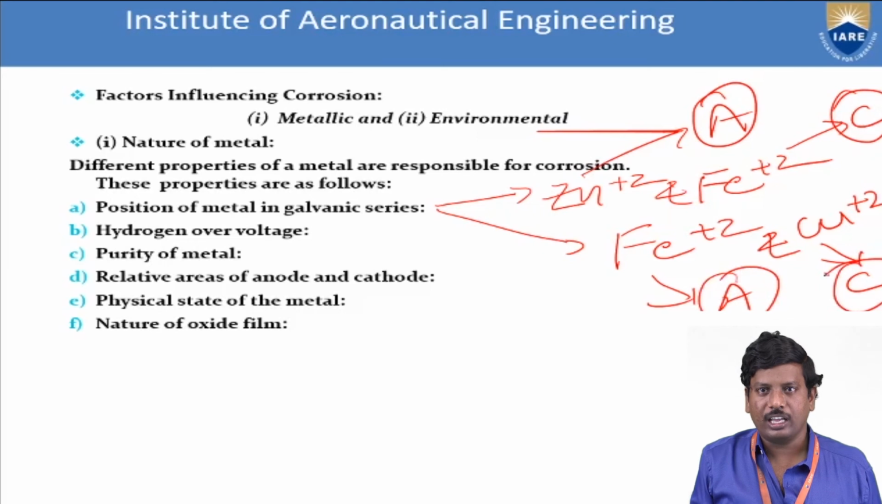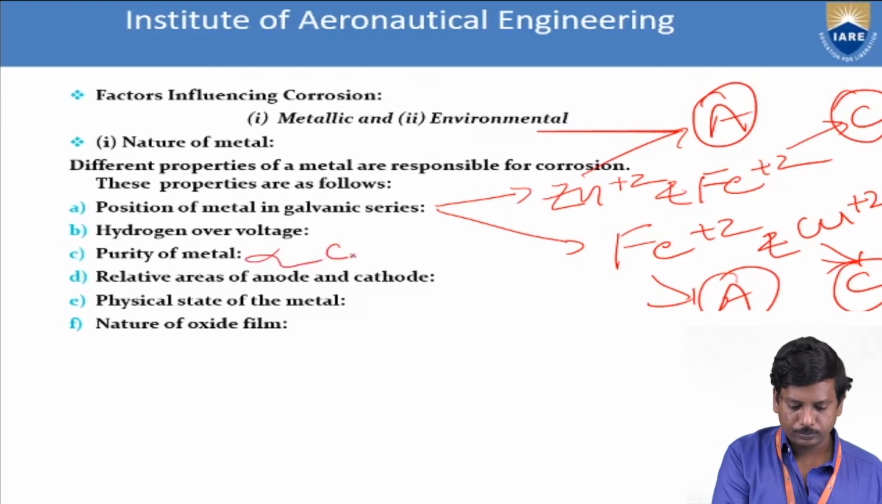And the second one is hydrogen overvoltage. Depending on the potentials of the hydrogen on the metals in the corresponding series, it can act in the corrosion phenomena. And the third one is the purity of the metal. Purity of the metal is inversely related to corrosion.